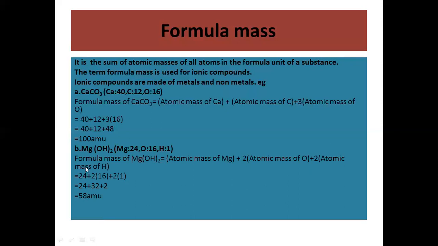magnesium hydroxide. The method to find out the formula mass or molecular mass is totally the same, but the only difference is that for formula mass we use the term for ionic compounds, and for molecular mass we use the term for covalent compounds.